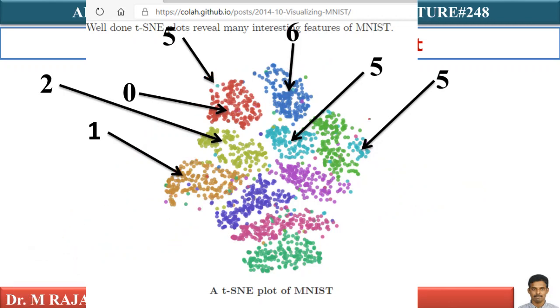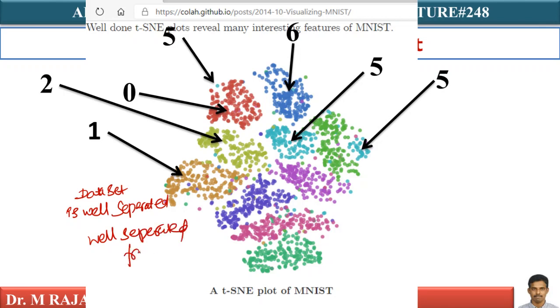I can say this data set is well separated. As this data set is well separated, they are well clustered, grouped together, and they are well separated from each other, isn't it? So from this I will know that I can easily build a simple machine learning model. As I have got a well separated data set, I can build a simple machine learning model on this particular data set.